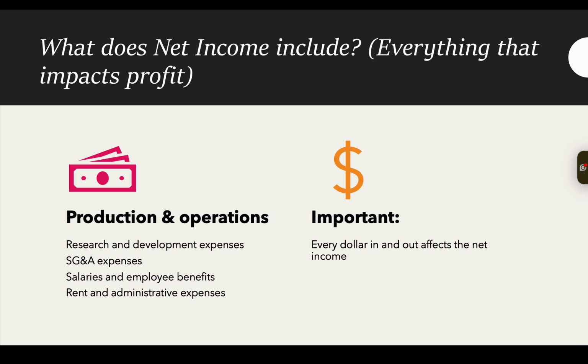Because all of these costs are included, net income doesn't just show how much a company sells, it shows how efficiently the company operates. Two companies can generate the same revenue, but the one that controls its operating costs better will report higher net income. That's why net income is such an important measure of operational efficiency and overall business performance.